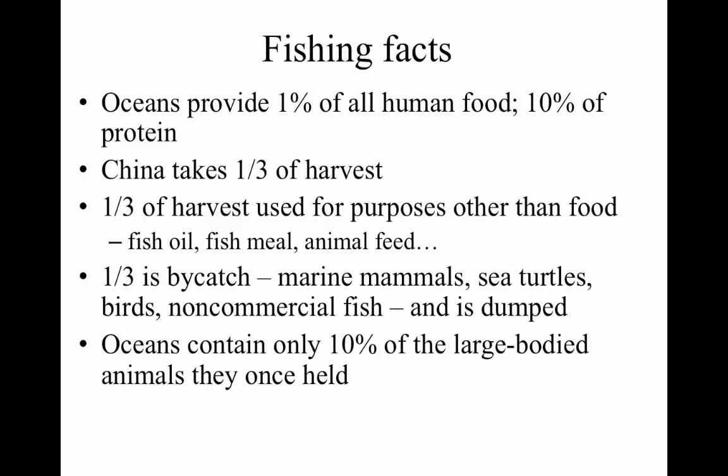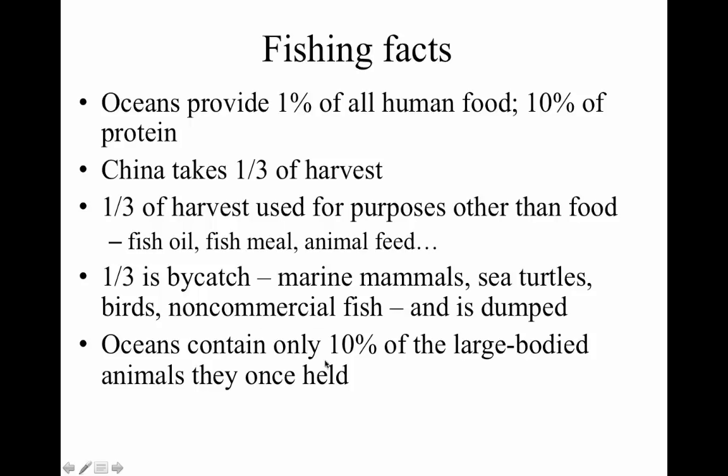So, some facts on fishing. Oceans provide 1% of all human food, but make up 1/10 of protein, and 1/3 of all the harvest is in China. But 1/3 of the harvest is also used for purposes other than food. They make fish oil, fish meal, animal feed. 1/3 is bycatch. Bycatch is what we're saying with the dolphins and sharks and things like that that get caught up in that fishing technique, but they're dumped right back into the water, and oftentimes they're dead from this. They get killed in the process. So the bycatch is just thrown back overboard and has no commercial value.